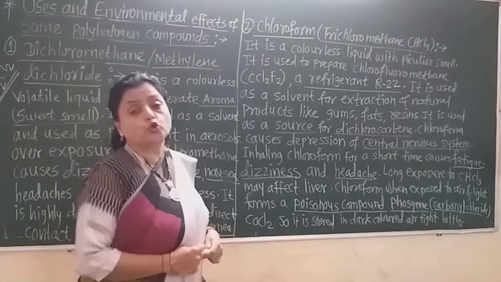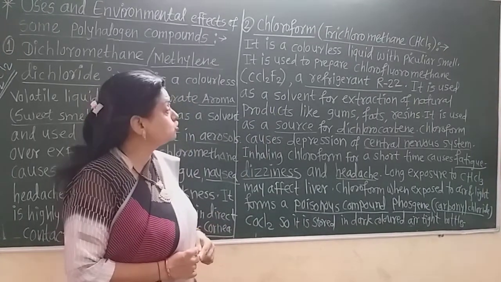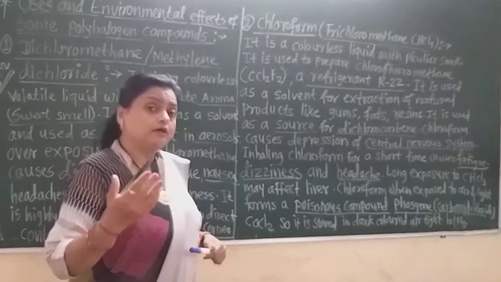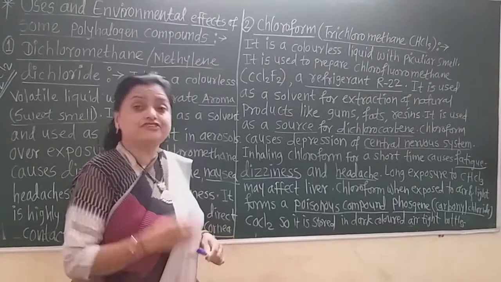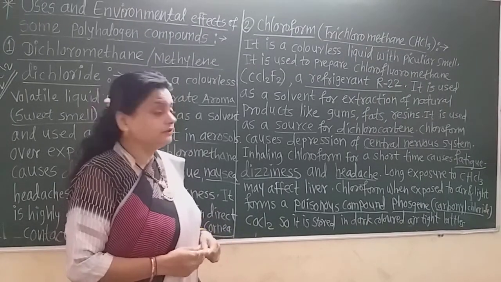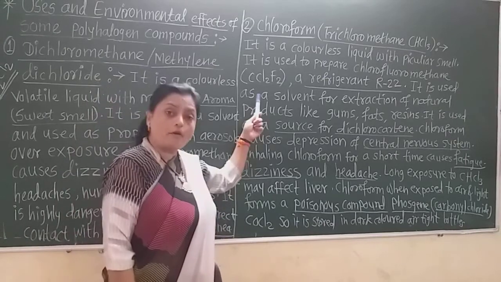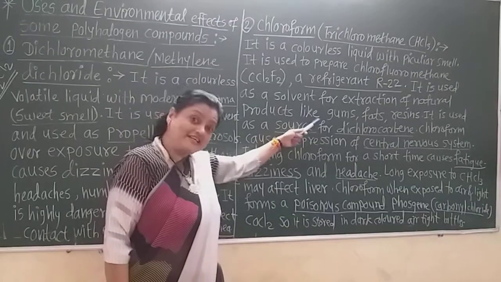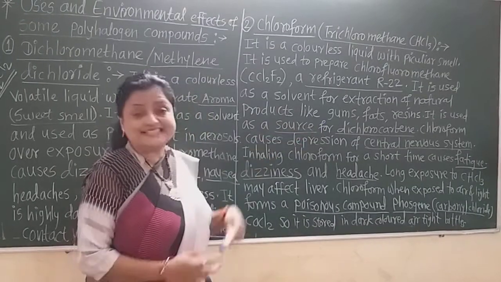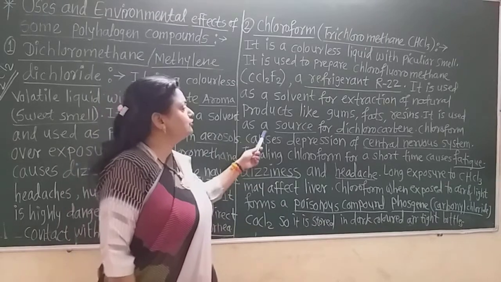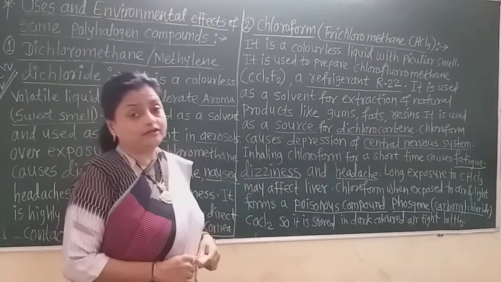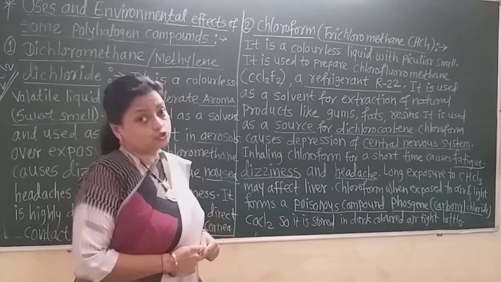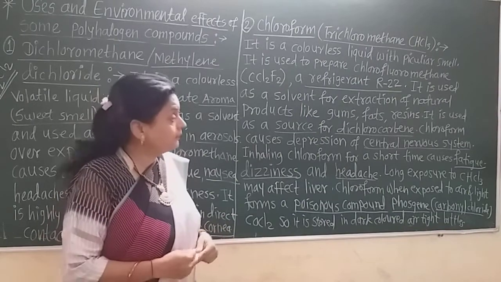It is used as a solvent also. This chloroform CHCl3 is used as a solvent for extraction of natural products. On dissolving the raw materials in chloroform, natural products like gums, fats, resins, etc. are extracted. Now it is also used as the source of dichlorocarbon. This chloroform is the source of dichlorocarbon.